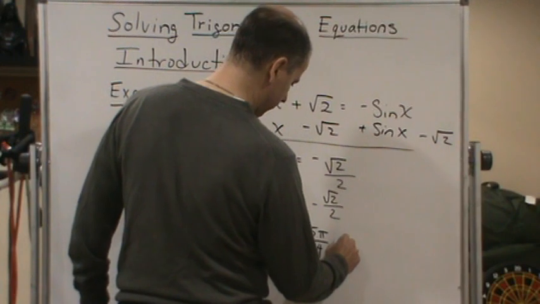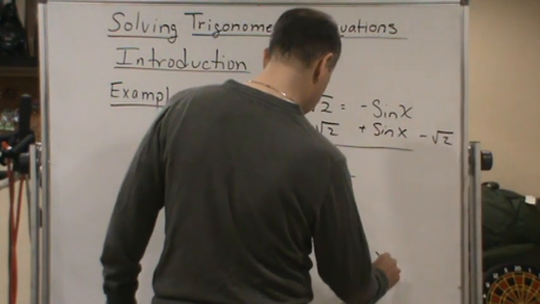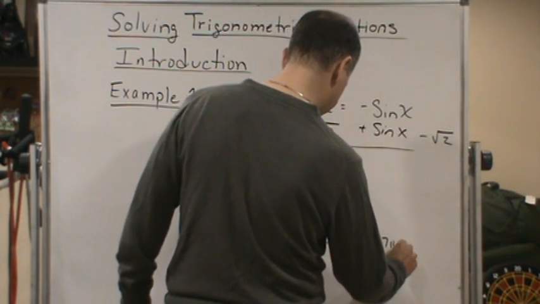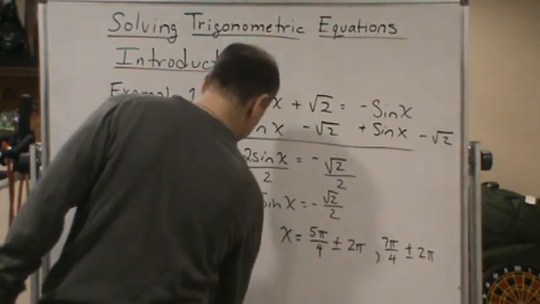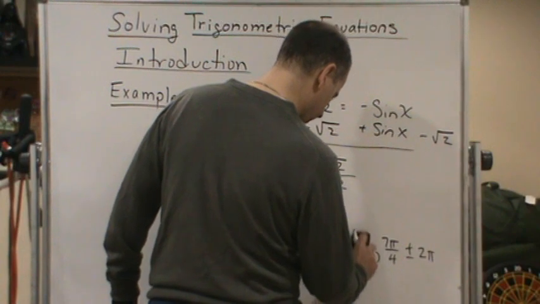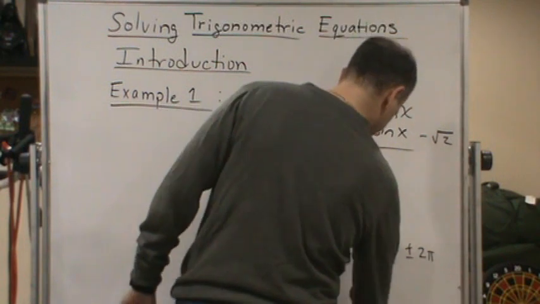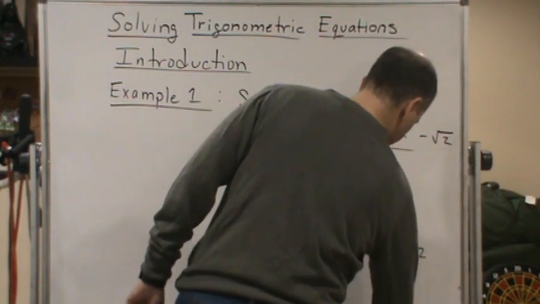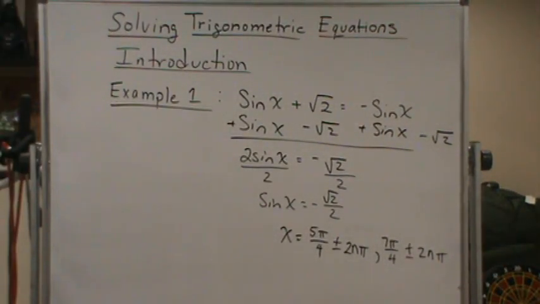It would be 5 pi over 4 plus or minus 2 pi, and 7 pi over 4 plus or minus, oh, I forgot n, because it's a multiple of 2 pi. So it would be 2n pi. Okay, so that's what we mean by solving a trigonometric equation.